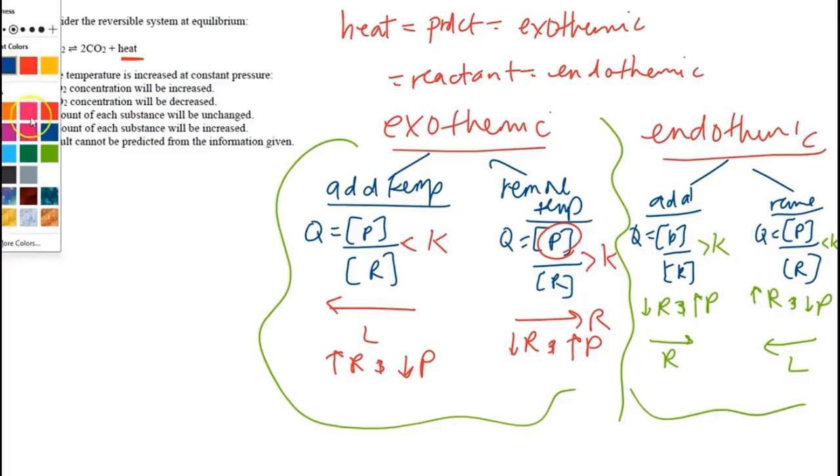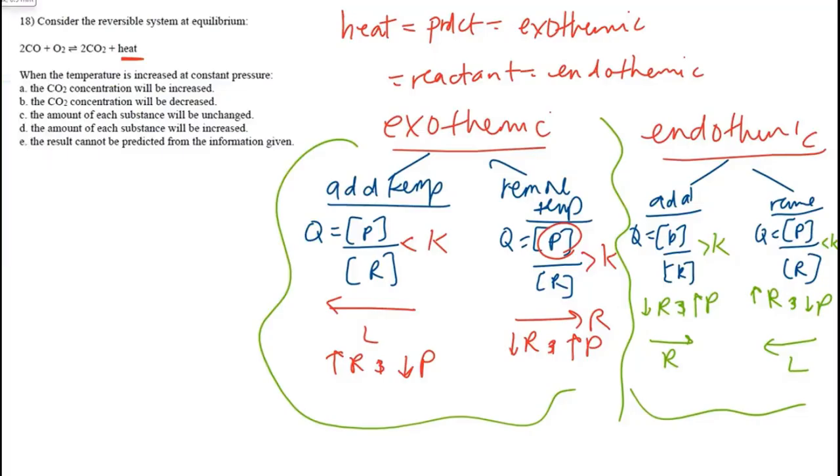And now that we have our details, let's add more to it. So when the temperatures increase at a constant pressure, what's going to happen? We have heat as a product, so we're going to be talking about here. If we're going to increase or add temperature to something that's exothermic, we should be shifting to the left. We have a decrease in products and an increase in reactants. Okay, so letter A, the CO2 concentration will be increased. True or false? This is CO2.